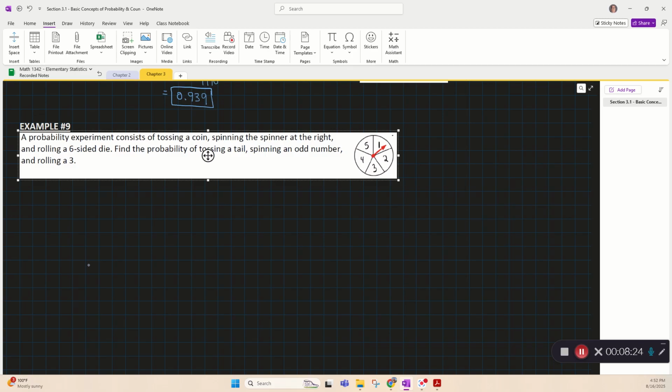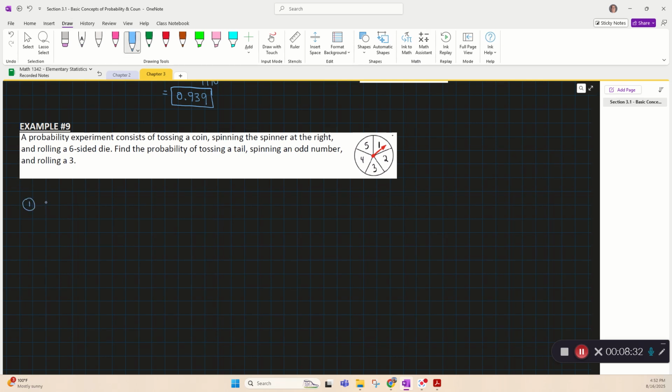Okay, so we can use the fundamental counting principle here. Let's first figure out the total number of ways. Well, what do we have to do? We have to toss a coin, so there's 2 ways. We have to spin the spinner. How many numbers can you land on the spinner? 5. And then we have to roll a die, 6 ways. So the total number of ways would be 2 times 5 times 6, which is 60 ways total.